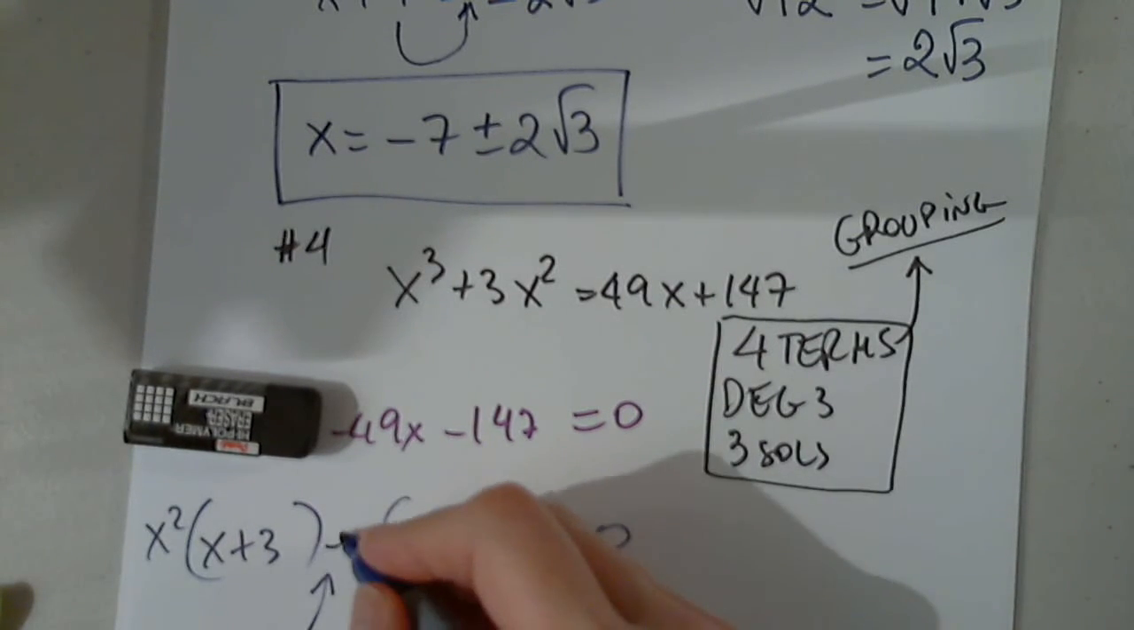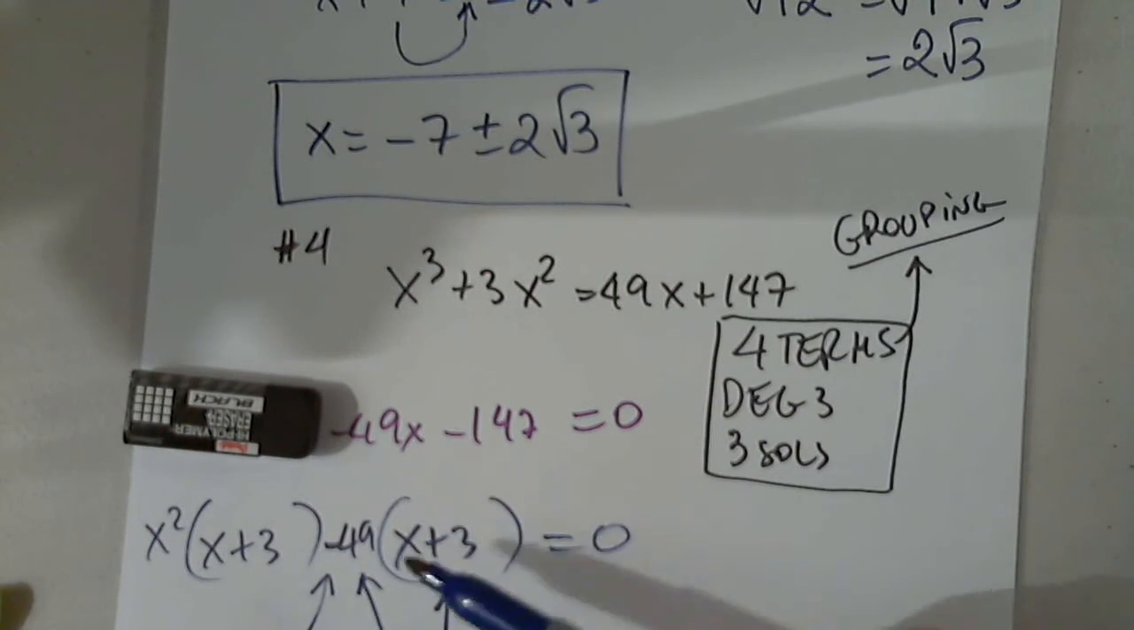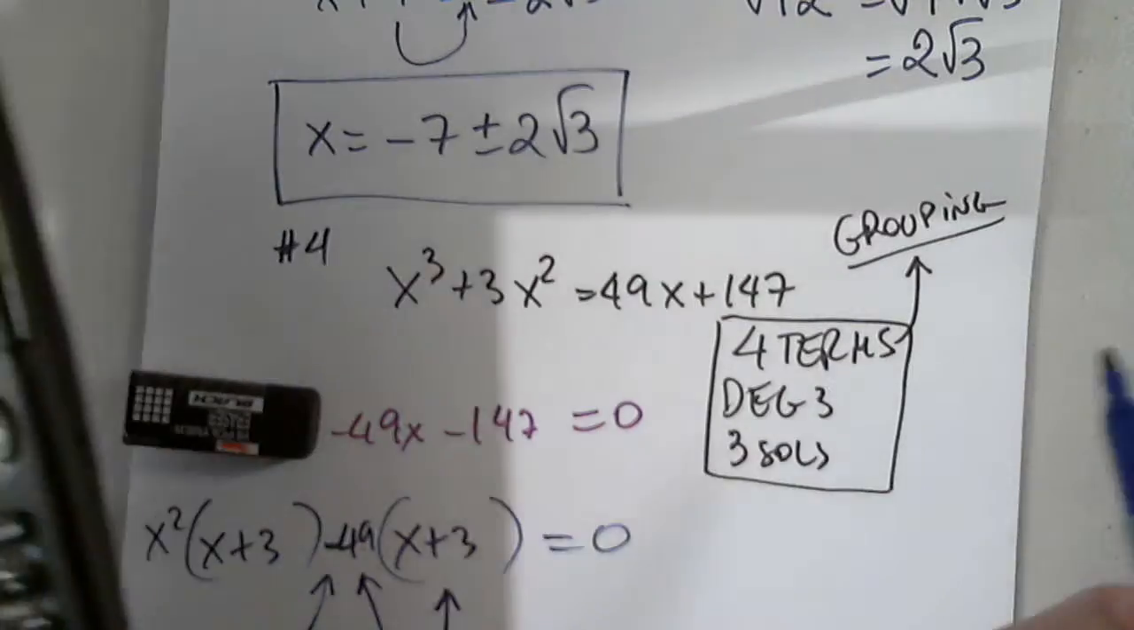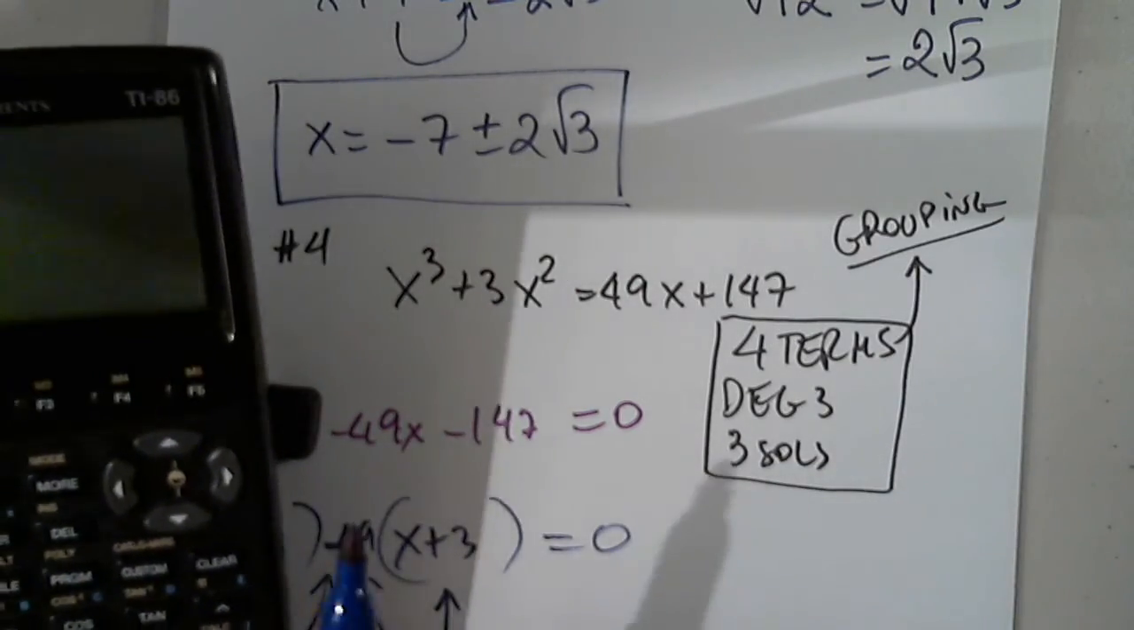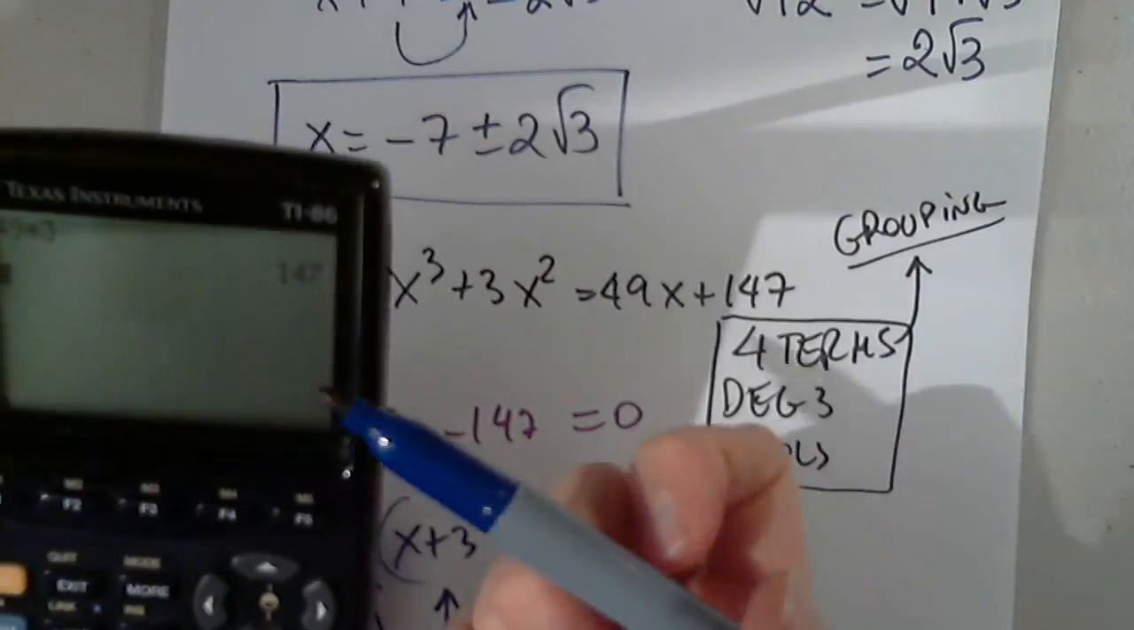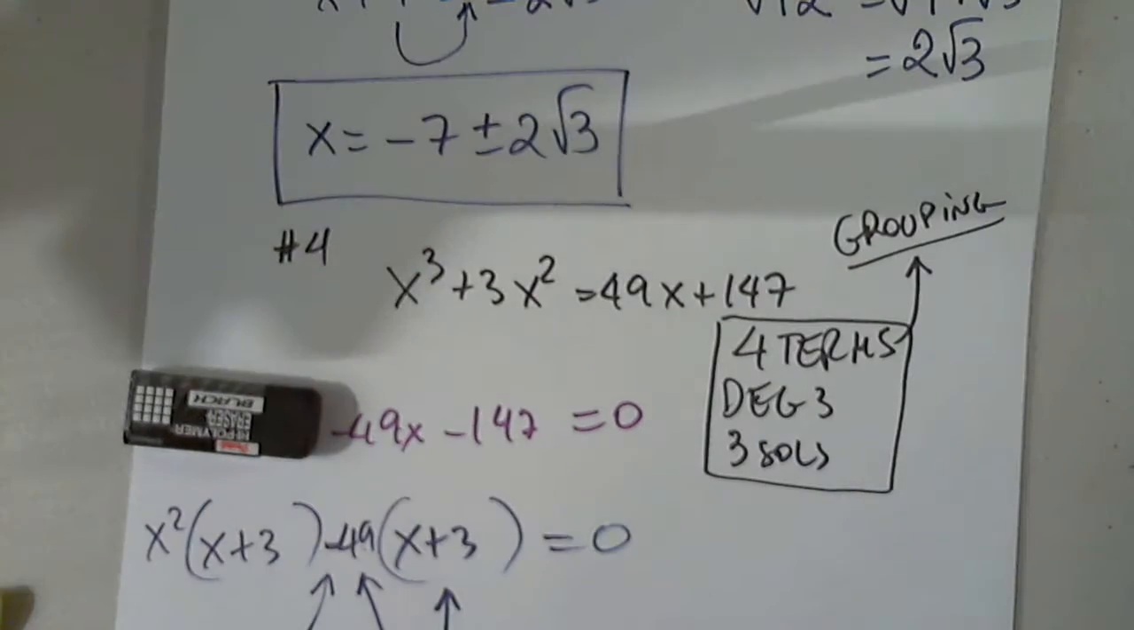minus 49, of course. You can check. Negative 49 times x is this. Negative 49 times 3. Where is my calculator? I just needed to have it handy just in case we need it. Okay, so I'm going to use my TI-86. So 49 multiplied by 3, it has to be 147, and it is.